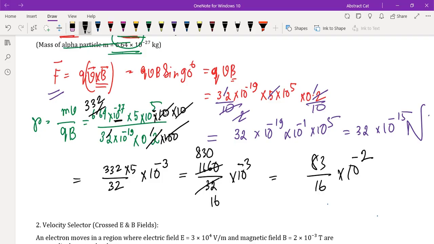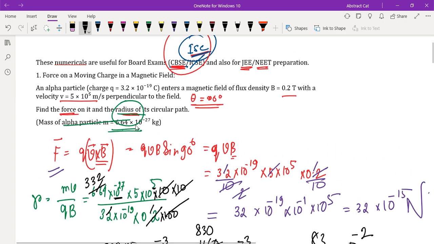So 16 times 16, 83 divided by 16, 16 fives are 80, 30, approximately 5.2 into 10 to the power minus 2 meter. Okay, that's the answer. Second answer, radius of the circular path.